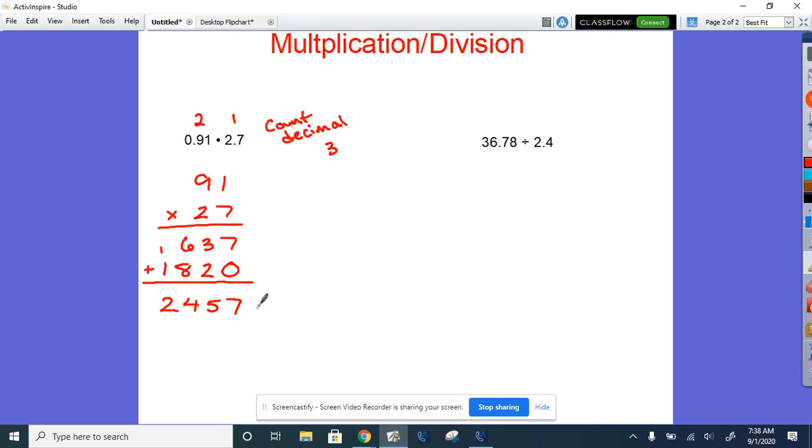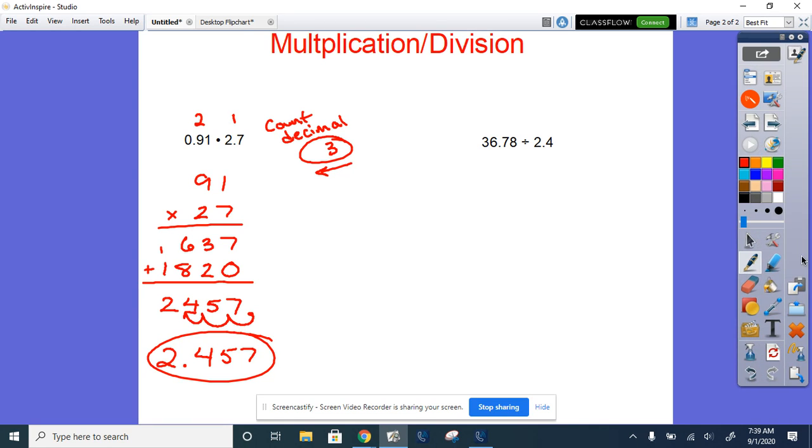The catch is that our answer is not going to be 2,457. We actually have to put these decimals back in. So I'm going to then move my decimal back to the left 3 spaces. 1, 2, 3. So it would fall between the 2 and the 4, therefore making my final solution 2.457, or 2 and 457 thousandths.